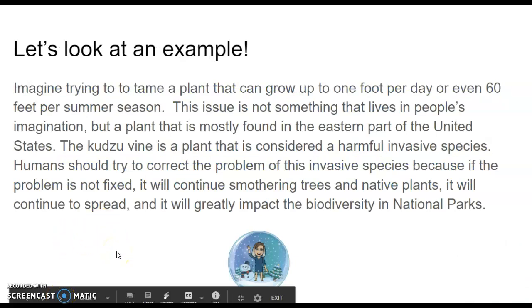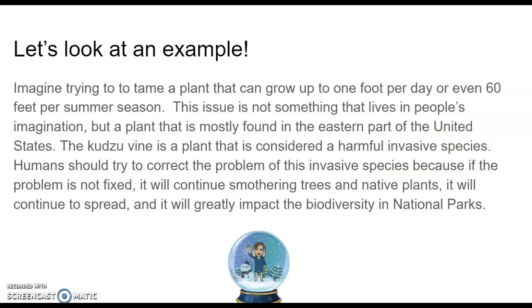So let's just take a look. This is an example of a student introductory paragraph. Imagine trying to tame a plant that can grow up to 1 foot per day or even 60 feet per summer season. So that is hopefully what you've identified as the first part of your intro paragraph. This issue is not something that lives in people's imagination, but a plant that is most found in the eastern part of the United States.